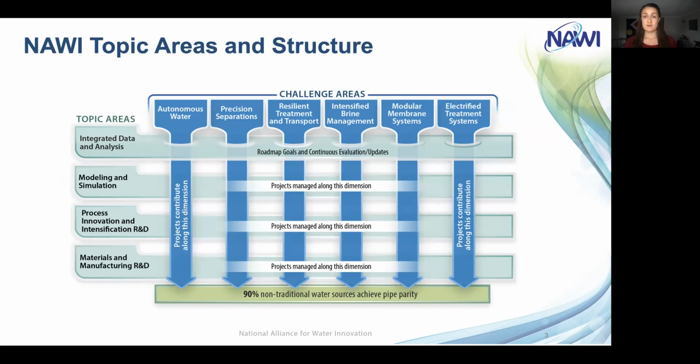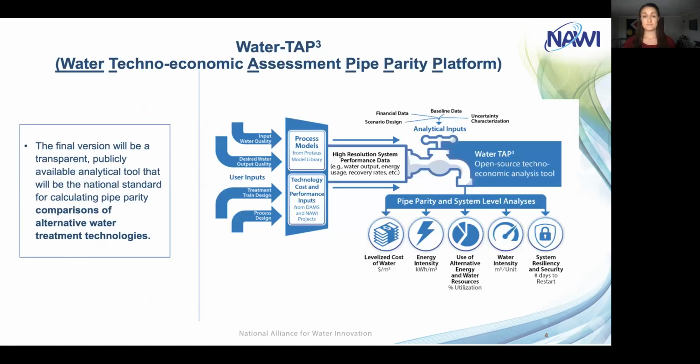So the project started about a year ago and has 3 more years until completion. And the overarching goal is to reach 90% pipe parity for the treatment of non-traditional water sources. So this means making new treatment technologies and doing that at the same cost, energy use, and recovery rates as our traditional water treatment systems today.